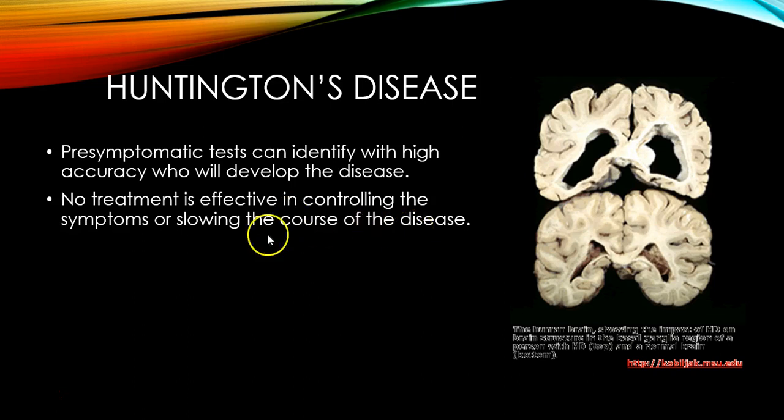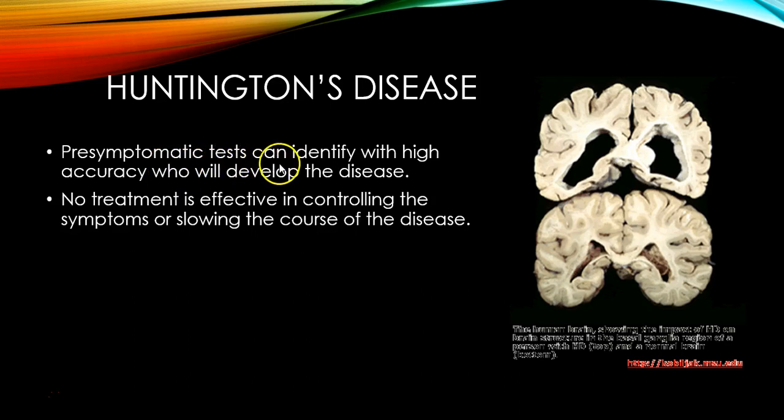And there are now pre-symptomatic tests that can identify who will develop the disease. It's totally genetically controlled, and it is a dominant trait. So if somebody has the gene, they will develop the disorder. And so now you can take a test to know if you have the gene.